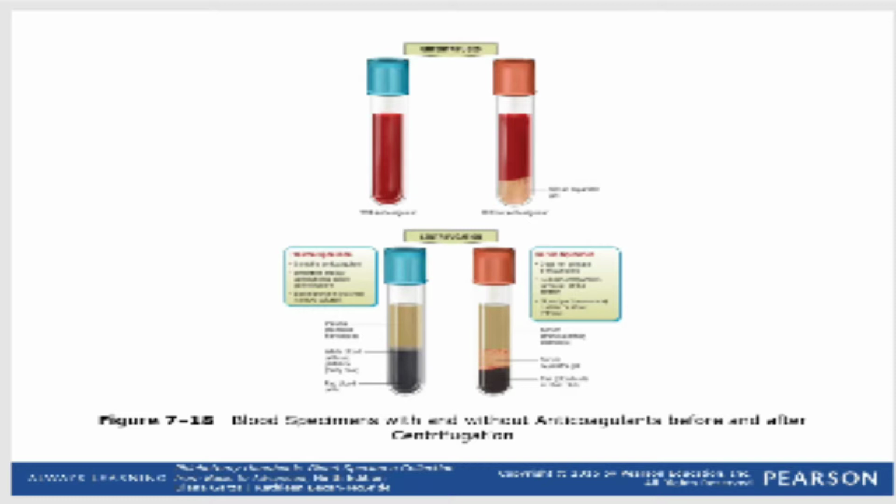In the red tubes, there's no anticoagulant, so the red blood cells are going to drop to the bottom and form a clot there. And then you've got a serum separator. It's like a gel or a wax that's in that tube. It separates the serum from the clot itself.